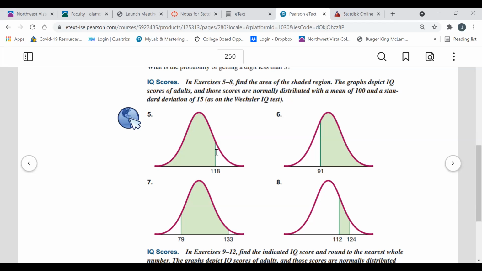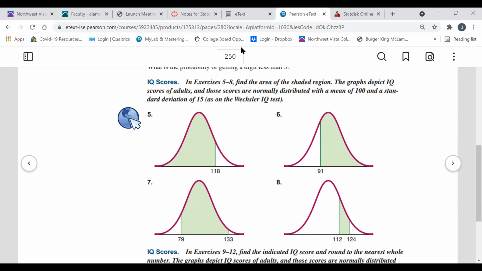Remember, anything shaded to the left is less than, anything shaded to the right is greater than. Like number 6 is going to be greater than, and this one is less than. And number 7 is going to be the in-between one, and so is number 8. So we have P(X < 118). From that picture, that's what I have.